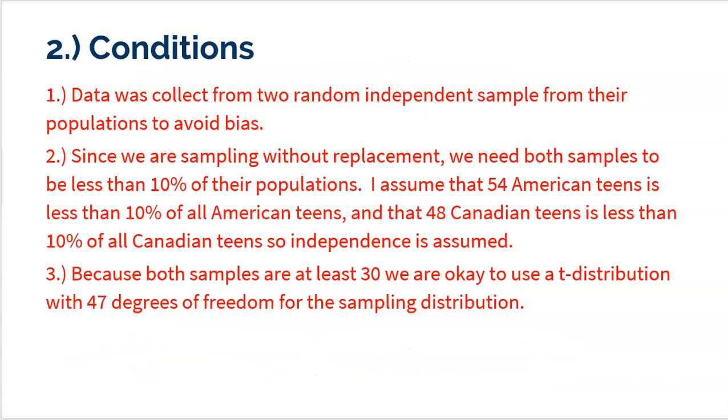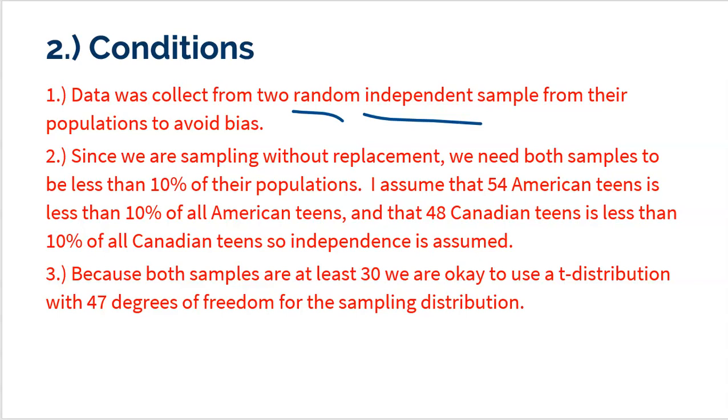So first, these should all sound very familiar. The data was collected from 2 random independent samples from their populations to avoid bias, so that they were random and independent. All right, since we are sampling without replacement, we need both samples to be less than 10% of their populations. So I'm going to go ahead and assume, pretty confident, that 54 American teens is less than 10% of all American teens, and that 48 Canadian teens is less than 10% of all Canadian teens. So independence is assumed. And then finally, I want to make sure that I can use a t-distribution, and both samples are at least 30.